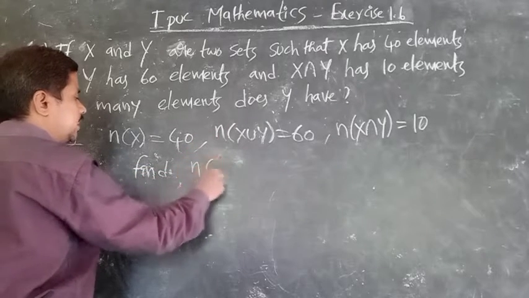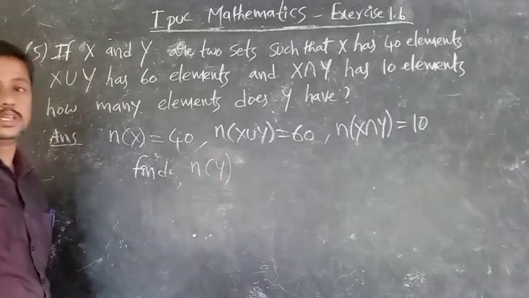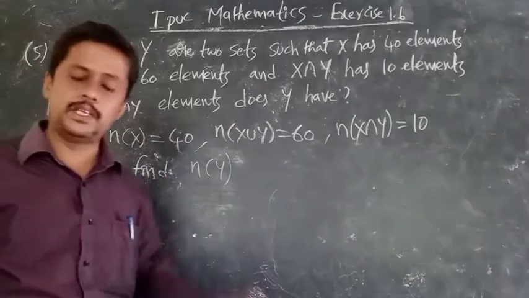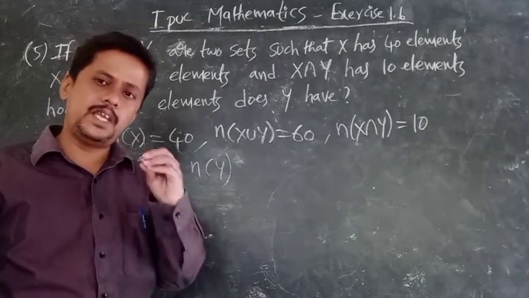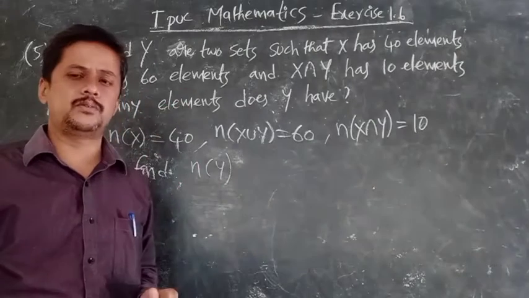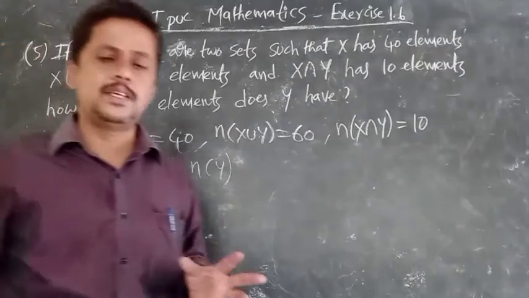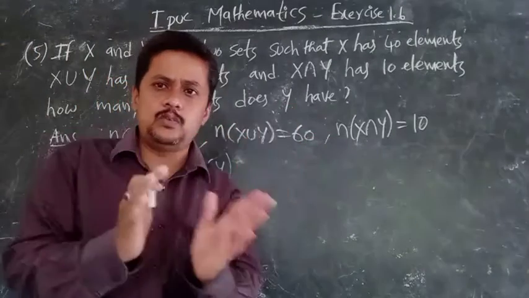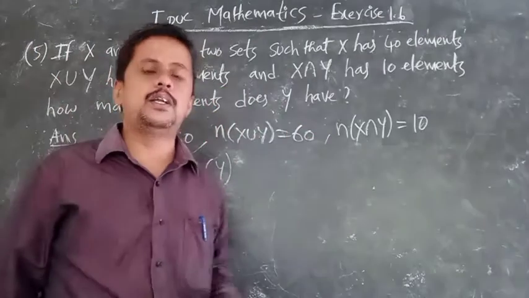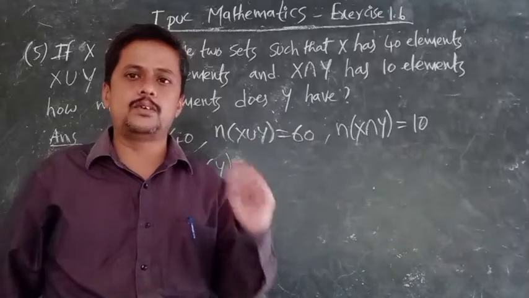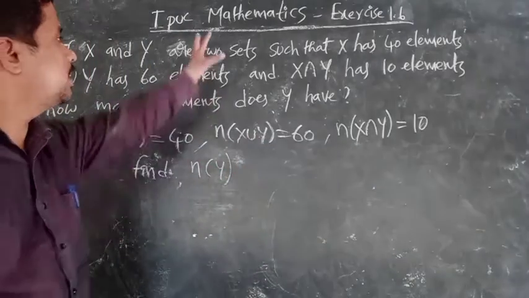N of Y. If you write like this, it is very easy to find the answers. Why? Because what is given and what to find will create some knowledge for you. That's why first you have to formulate like this.